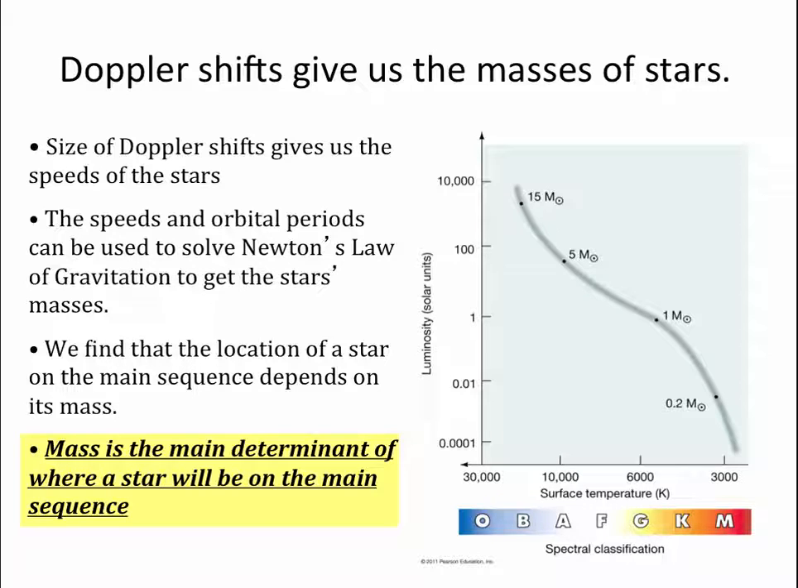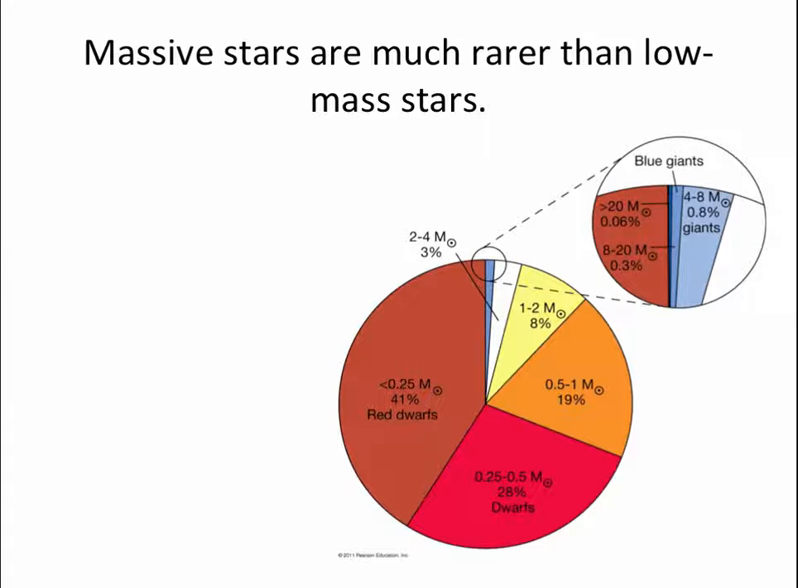Why is there a relationship between the temperature of the surface of a star and the luminosity of a star? Well, we find that mass has something to do with it. When we count up how many of each massive star there are, we find that low mass stars are far more common than high mass stars. So the most common types of stars are stars less than half the mass of the Sun, and nearly 70% of all stars are less than half the mass of the Sun.